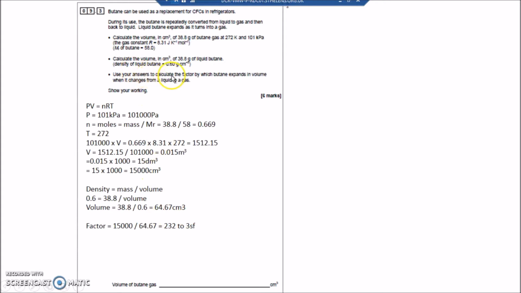And then finally use your answers to calculate a factor. That means a multiplication factor by which butane expands when it changes from a liquid to a gas. So the difference here is I've got butane as a gas, and the same mass of butane as a liquid, and they occupy different volumes. To work out a ratio, which is another word for a factor, I divide one by the other. 15,000 by 64.67 is 232. So it expands, increases its volume by 232 times. I've put it to 3 significant figures because most of my other values are to 3 significant figures, 232.